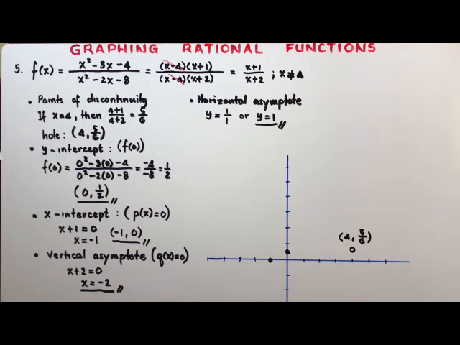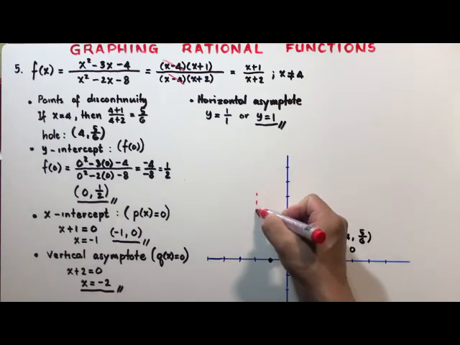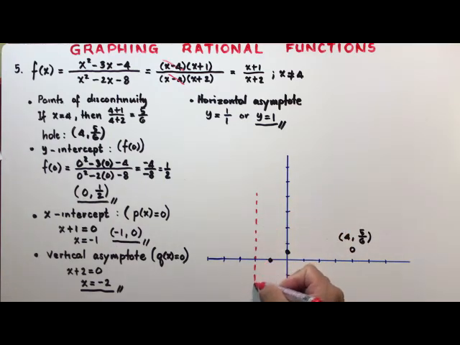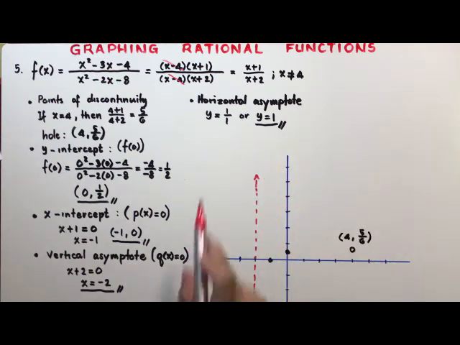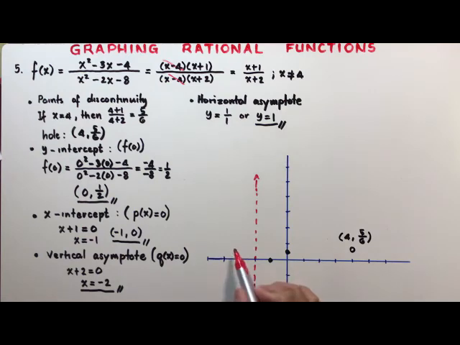And also we have our vertical asymptote, which is x is equal to negative 2. So our vertical asymptote is here. x is equal to negative 2. And we have also our horizontal asymptote at y equals 1.